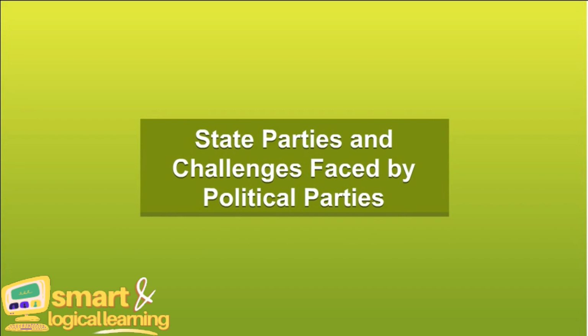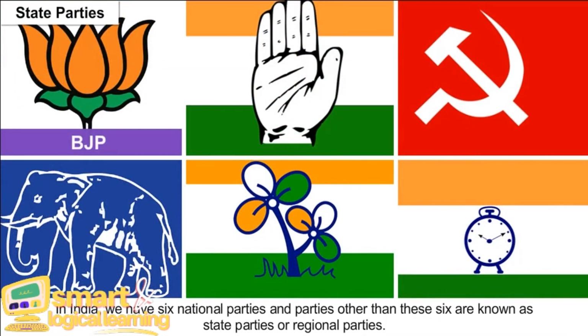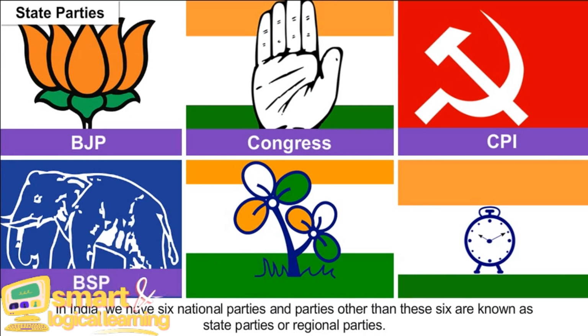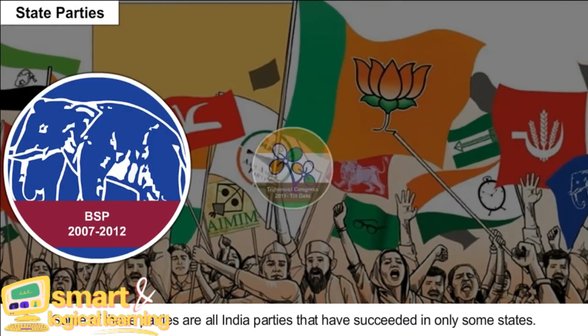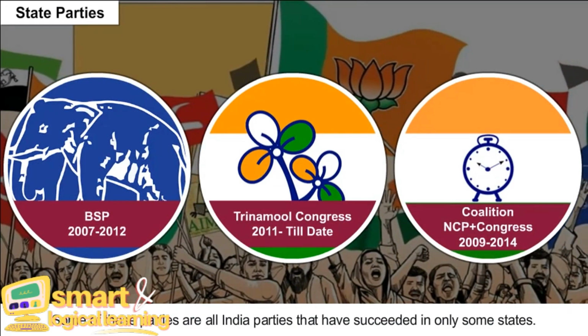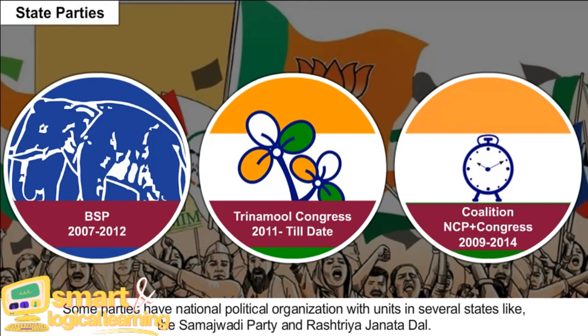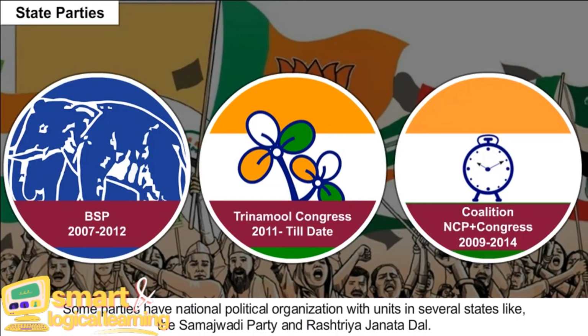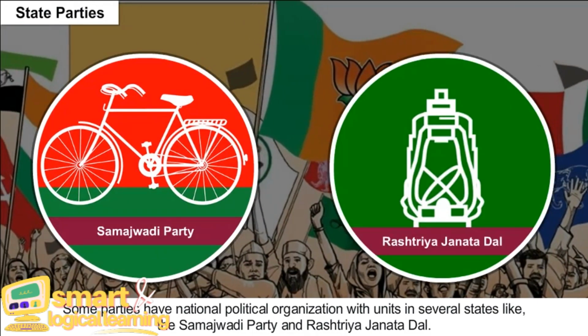State parties and challenges faced by political parties. State parties. In India, we have 6 national parties, and parties other than these 6 are known as state parties or regional parties. Some of these parties are all India parties that have succeeded in only some states. Some parties have national political organization with units in several states, like the Samajwadi Party and Rashtriya Janata Dal.